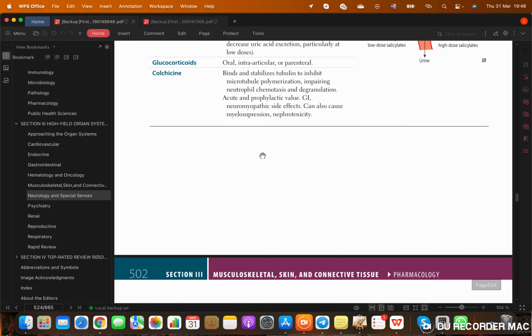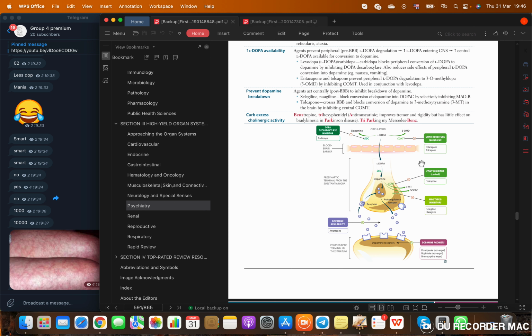Basically, this medication, one moment. Yes, okay. This medication, like benztropine and trihexyphenidyl, are antimuscarinic drugs. So they act like basically atropine, right? And they reduce the tremor and they reduce the rigidity, but have little effect on the bradykinesia, which is basically the discomfort that the patient has from the disease. So they write, try benztropine, my Mercedes-Benz. Okay, so all makes sense.